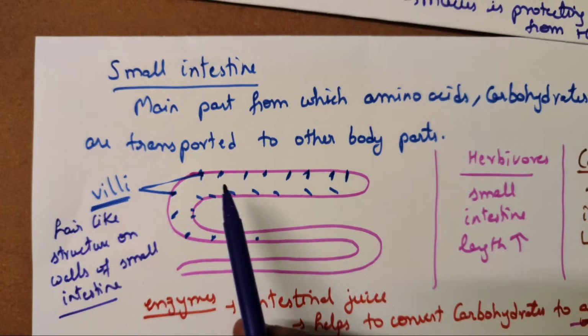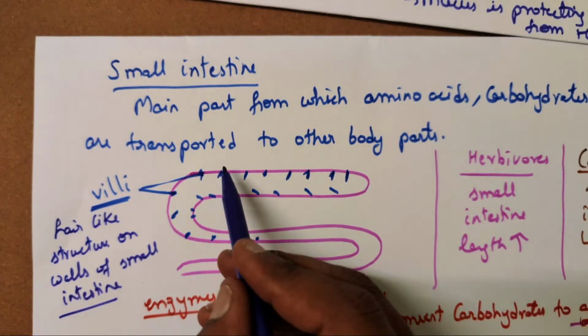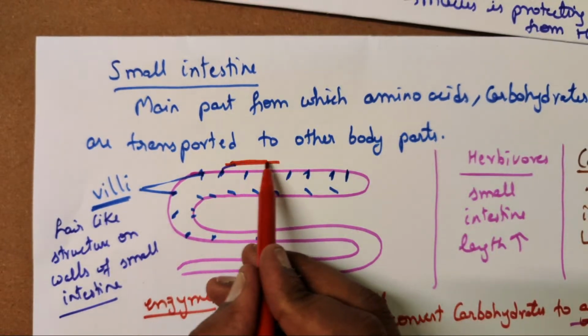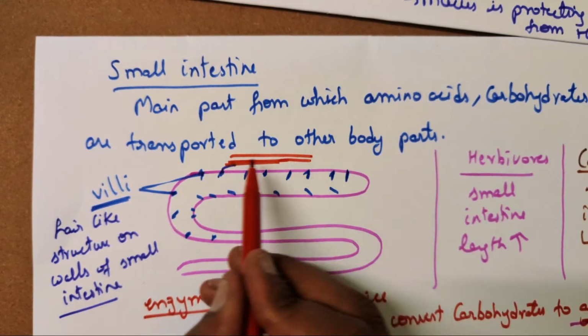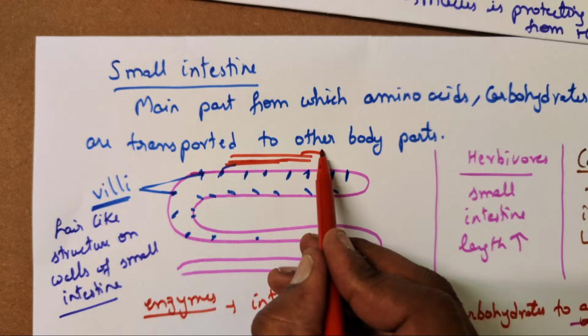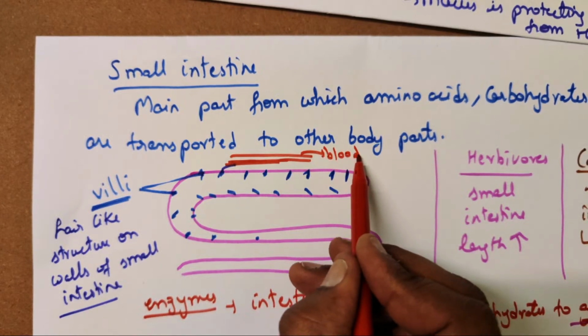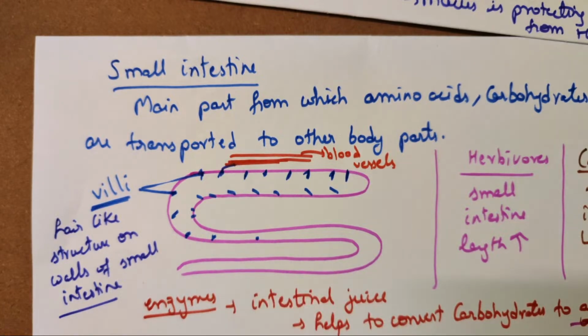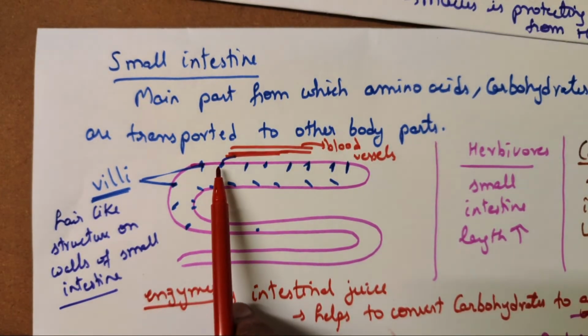So these villi are connected to blood vessels. So from here it is moving to blood vessels. Blood vessels are what help with transportation. From there it moves to other parts, or the heart, or the required parts. So the villi is the particle.